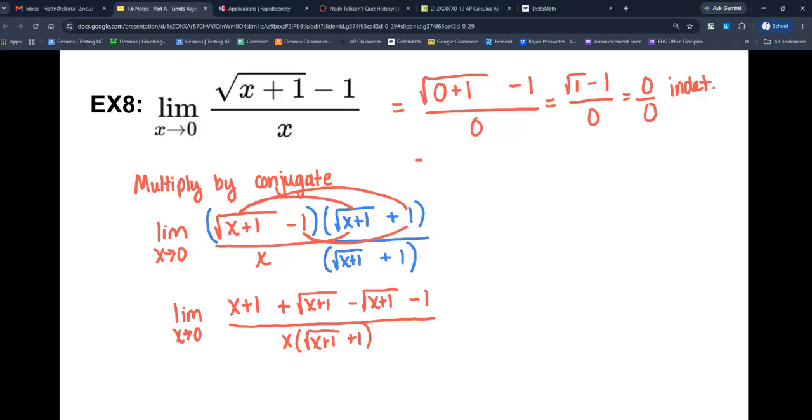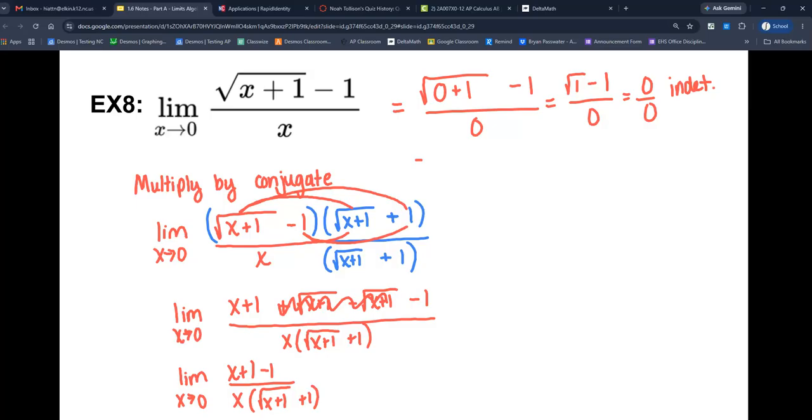Now, the reason we chose the conjugate is because the middle terms are going to cancel. All right, that's the reason we chose the conjugate. In fact, after you've done a few of these, you might start skipping even writing that middle part down because it's going to cancel every time. So this is going to leave us with the limit as x approaches 0 of x plus 1 minus 1 over x times square root of x plus 1 plus 1.